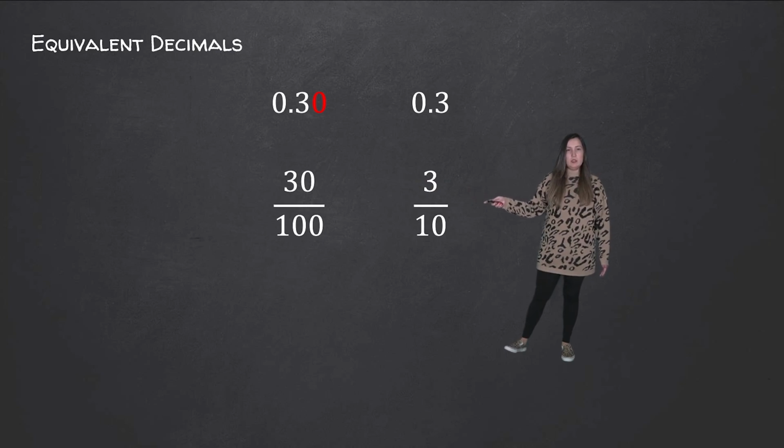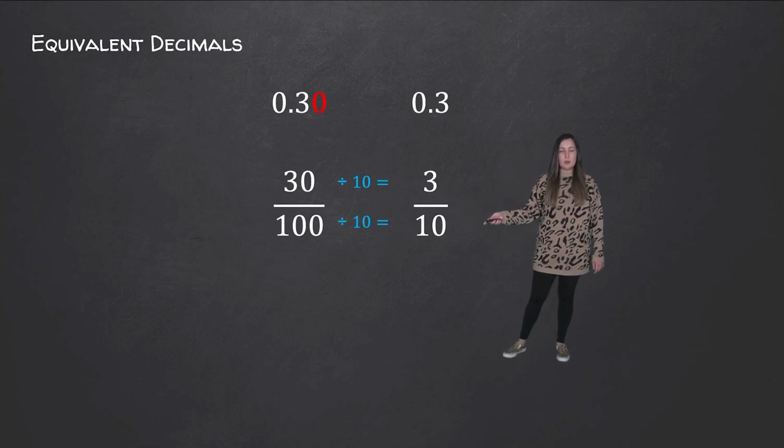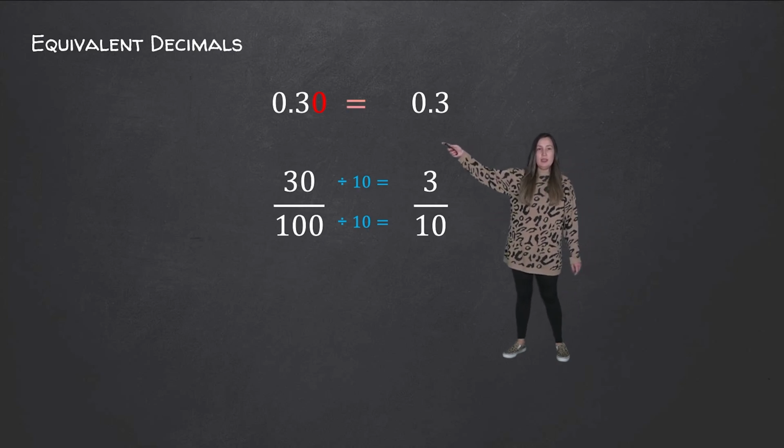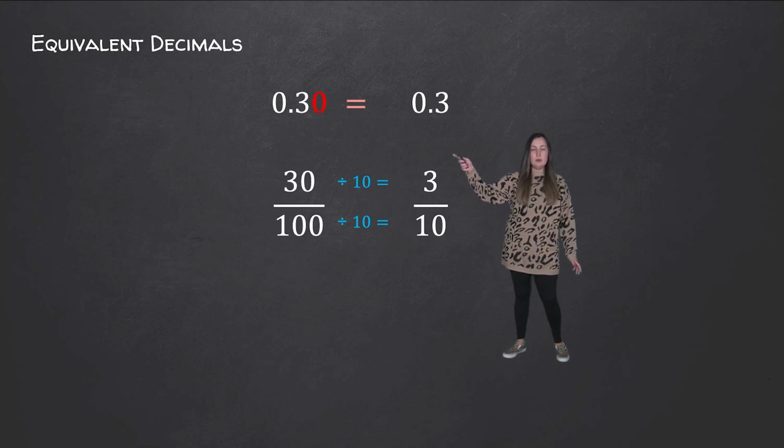We could still do that, but instead of multiplying, we would have to divide, this time by 10. 30 divided by 10 is equal to 3. Whatever we do to the numerator, we have to do to the denominator as well. And 100 divided by 10 is equal to 10. So that means that if we drop the 0 at the end, it would still be equivalent.